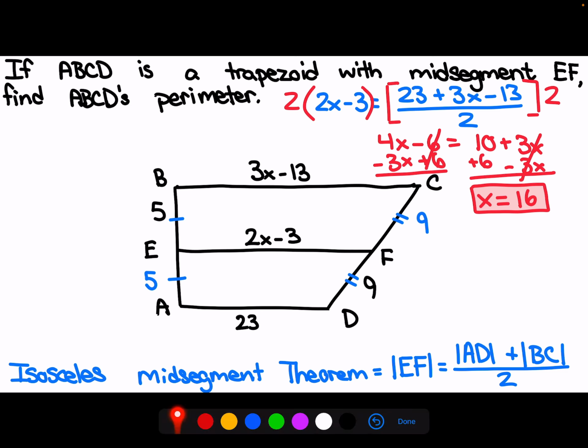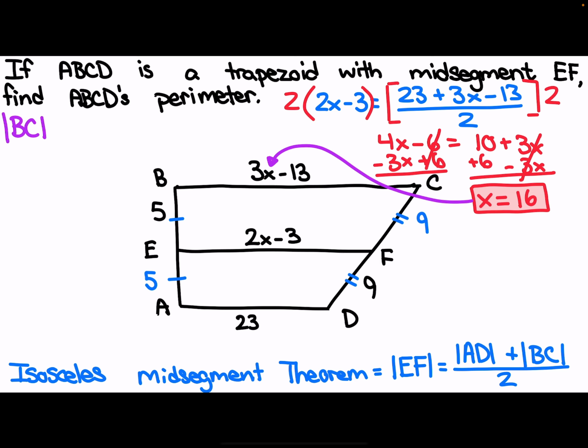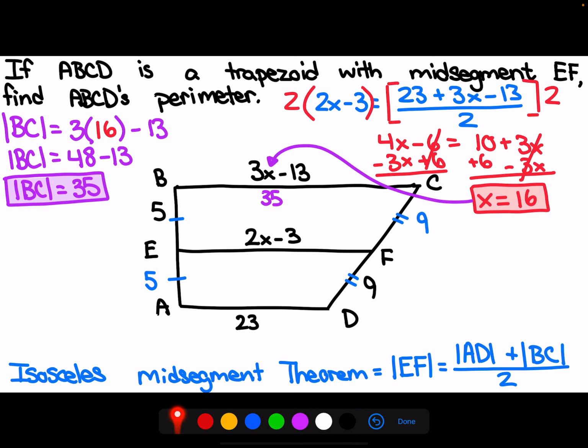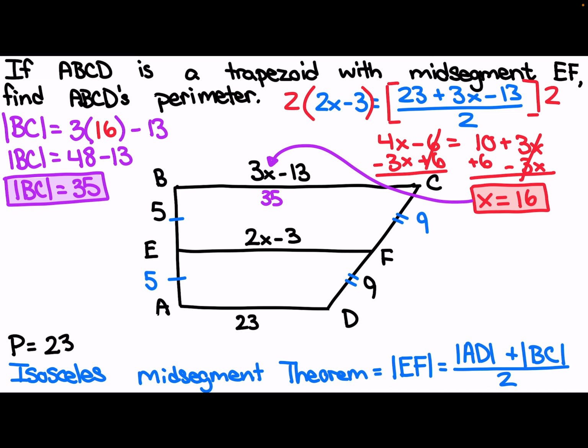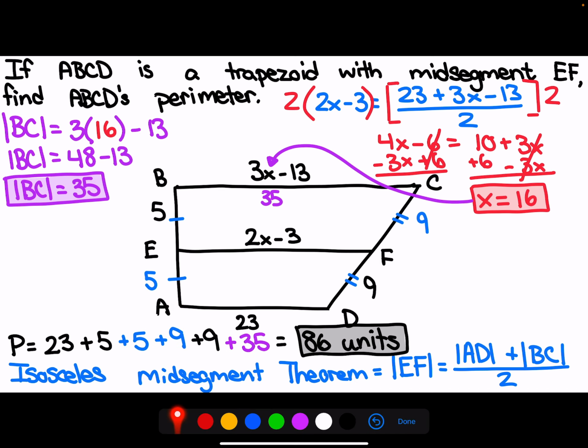Now that we have x, we can go ahead and plug back in, and we can find out this missing side length. So 3 times 16 minus 13 will give me 48 minus 13, which is equal to 35. Lastly, we just add up all our sides together, so our perimeter is equal to 5 plus 35 plus 9 plus 9 plus 23, for a total of 86 units.